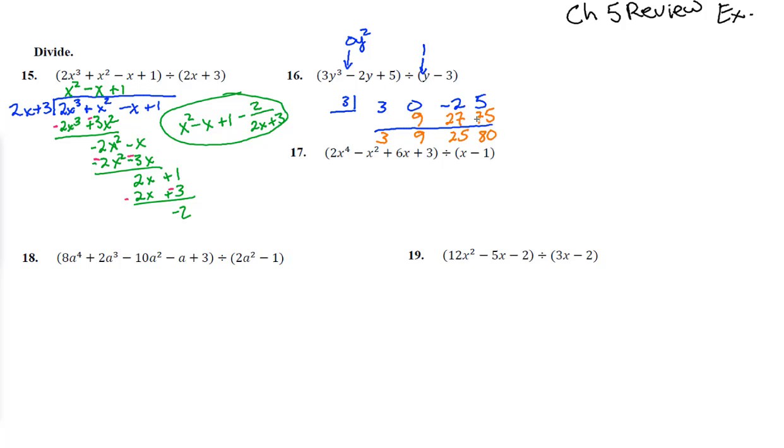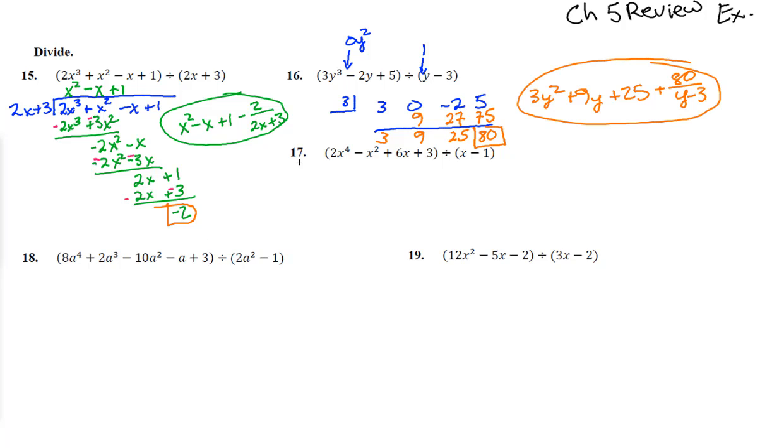And so right there, this used to be a y cubed, so we've now dropped it a power down to a y squared. So the answer is 3y squared plus 9y plus 25, and the remainder is right here. That's the remainder that was down there at the end of this type of problem. So we now have plus 80 over, what was it? y minus 3 was our original divisor. There we go.